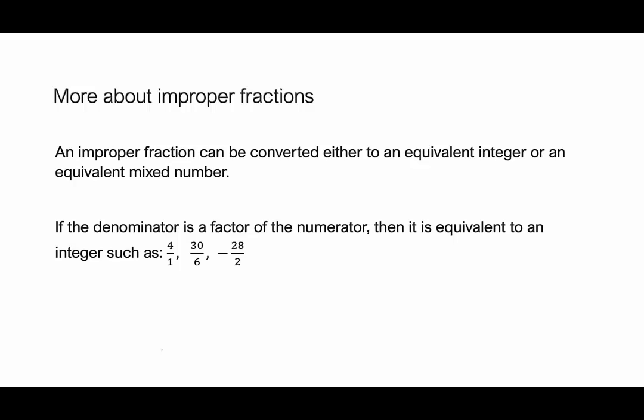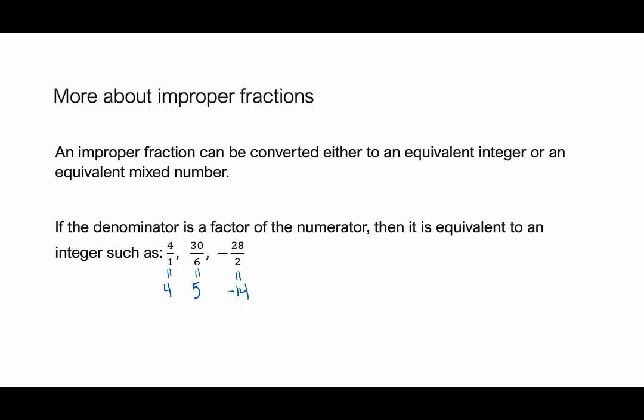So if the denominator is a factor of the numerator, then it's equivalent to an integer. So 4/1 is equivalent to 4, because 4 divided by 1 is 4. 30/6 is equivalent to 5. -28/2 is equivalent to -14.